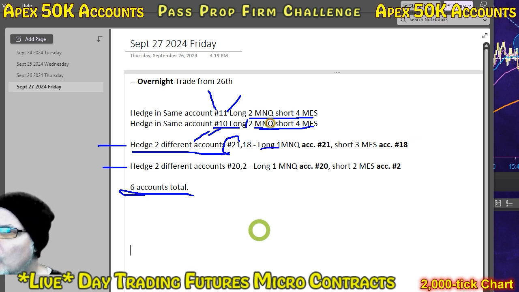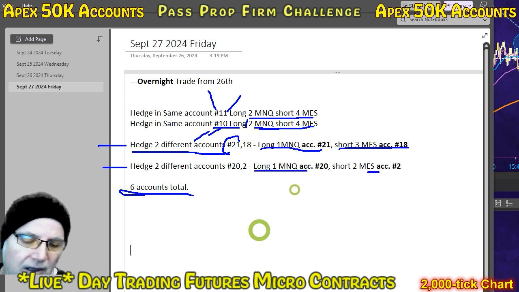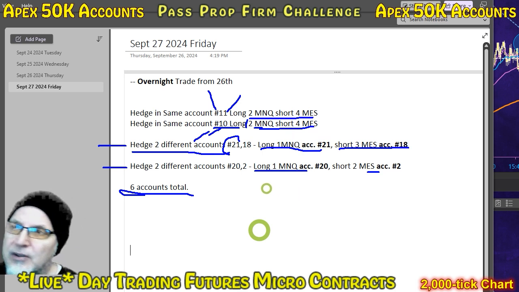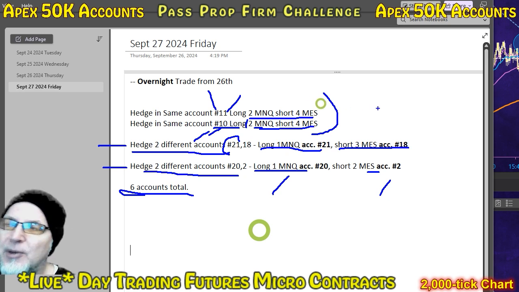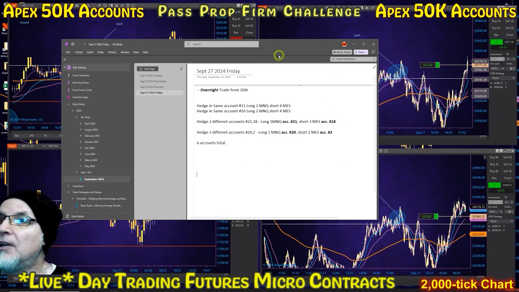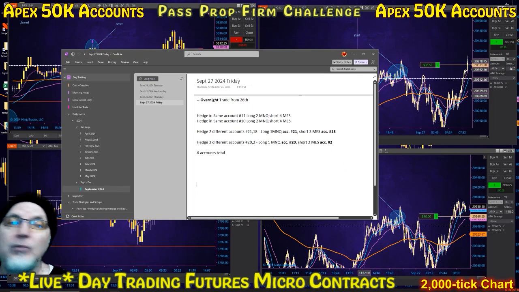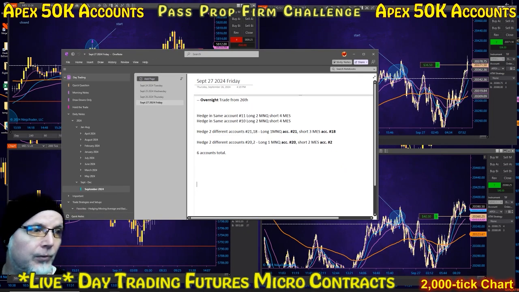So in account 21, I'm long a micro. In account 18, I'm short the micros. These are different micros, MNQ, MES, same thing down here, just a slightly different position size sometimes, but same idea. Hedging 2 different accounts against each other with only one side each. Again, these 2 accounts up here have both sides in them, so they don't need a hedge because they're hedged inside each other. All right, we're waiting for the opening bell, and we will see what today holds.